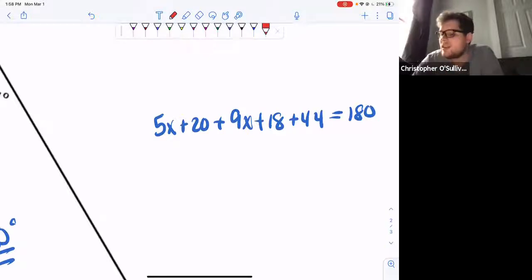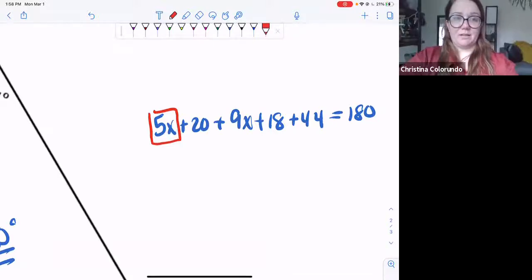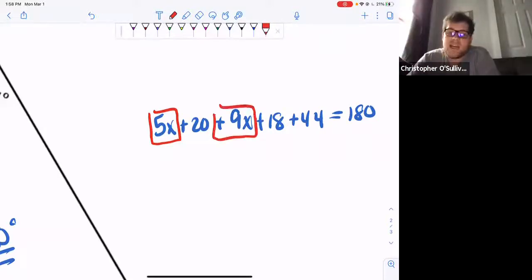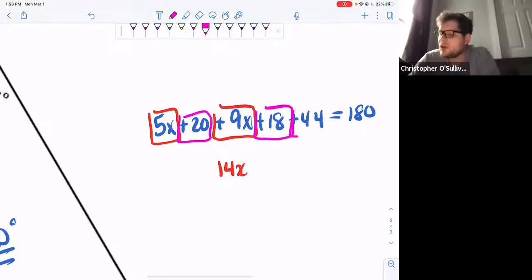So Miss C, on the left-hand side of my equation, what can I combine with my 5x? You can combine your 9x. Good. So ladies, when I combine 5x and 9x, I just do 5 plus 9. I add those coefficients and I get 14x. And then Miss C, I can combine all these numbers. I can combine 20, 18, and 44, correct?